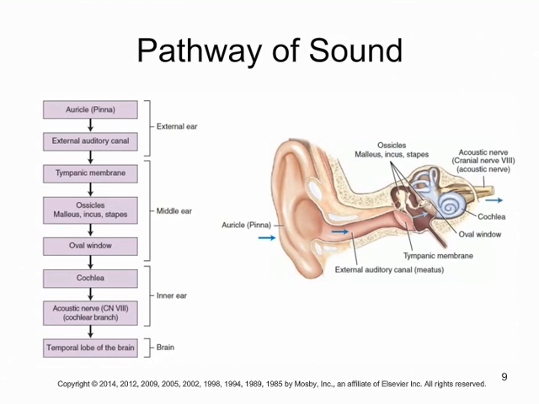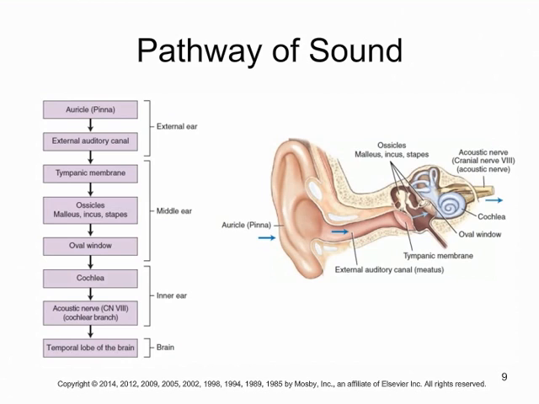Tracing the pathway of sound, just recapping the different parts of the ear. We first start with the auricle or pinna, your earlobe. The sound waves are then funneled in through the external auditory meatus or canal. Those sound waves will then hit the tympanic membrane or your eardrum, causing it to vibrate. Those vibrations in turn cause your ossicles, those three little bones, to vibrate onto the oval window.